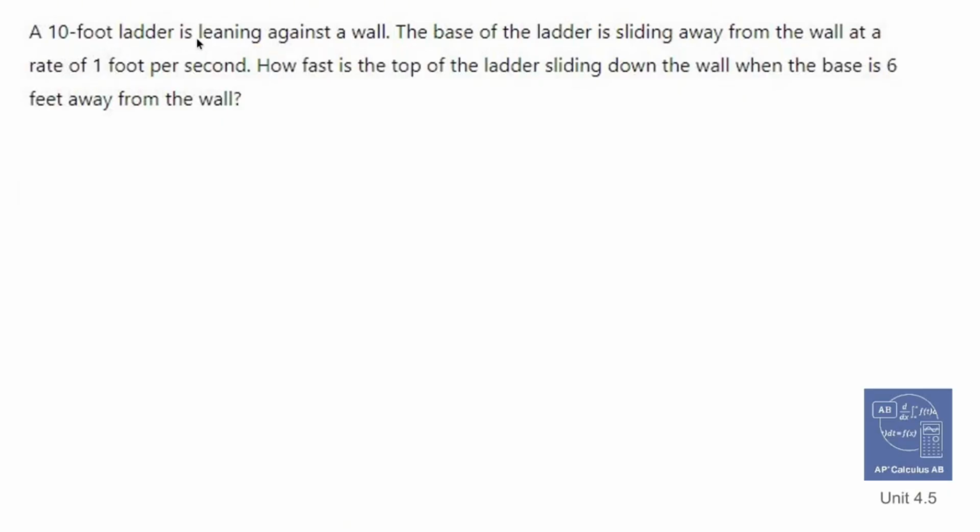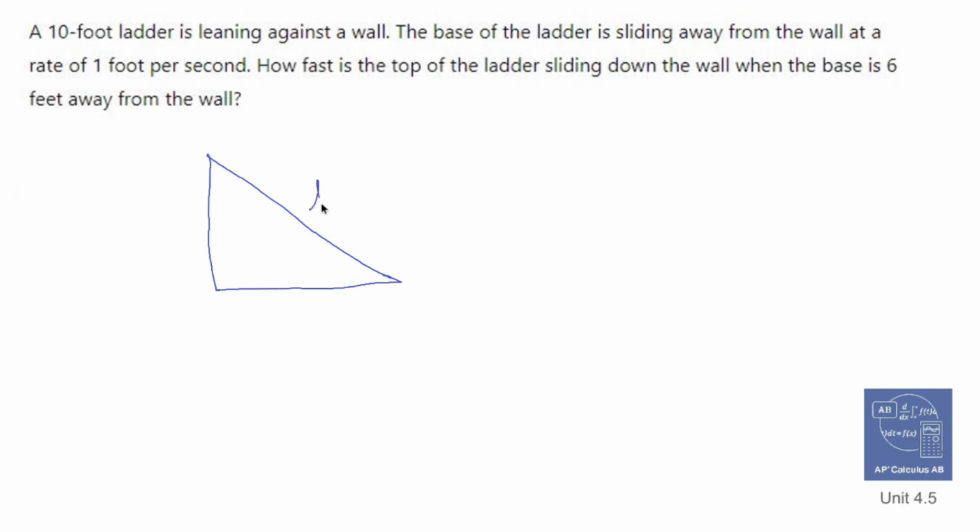A 10-foot ladder is leaning against a wall. The base of the ladder is sliding away from the wall at a rate of 1 foot per second. How fast is the top of the ladder sliding down the wall when the base is 6 feet away from the wall? So, this is what we know right now at this very moment.